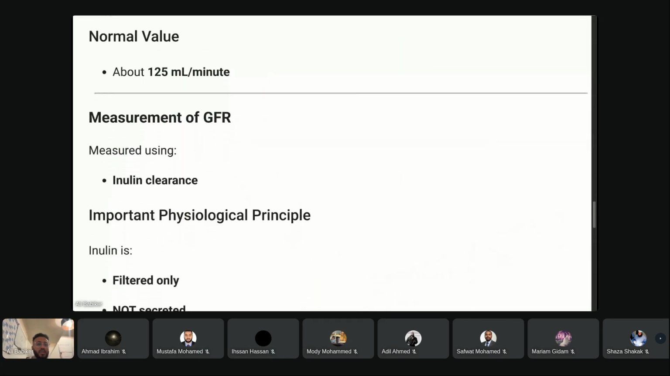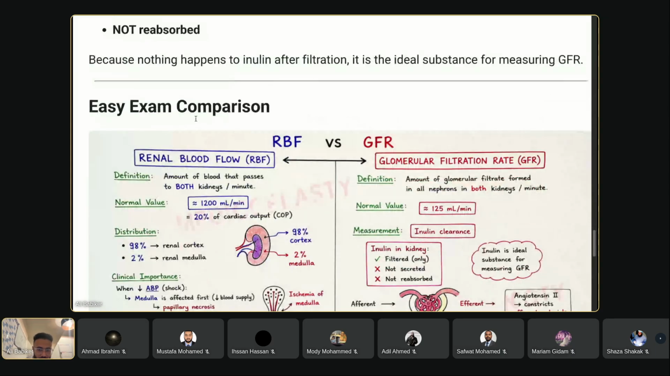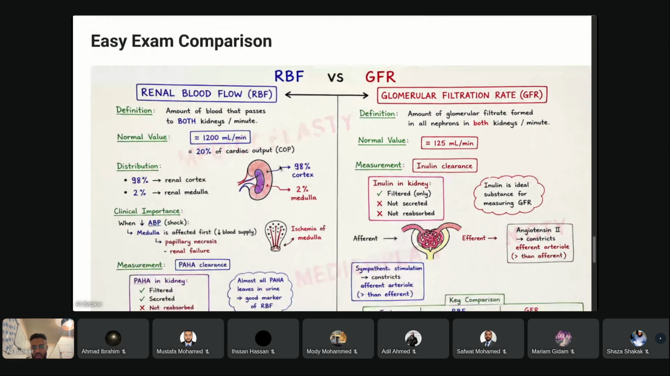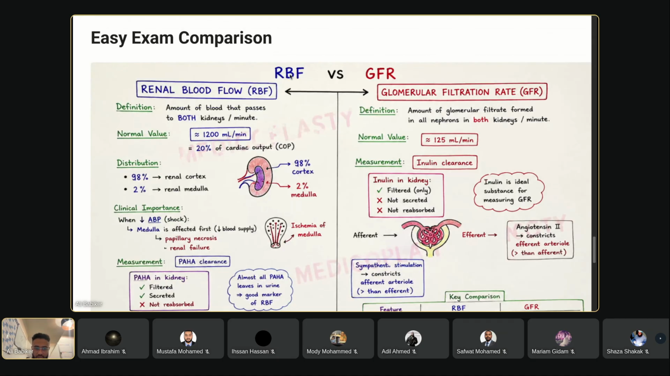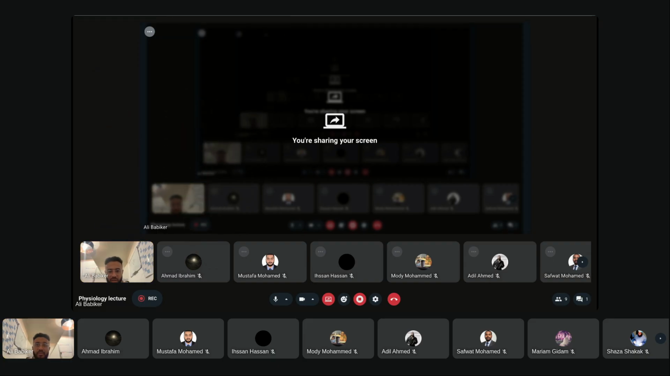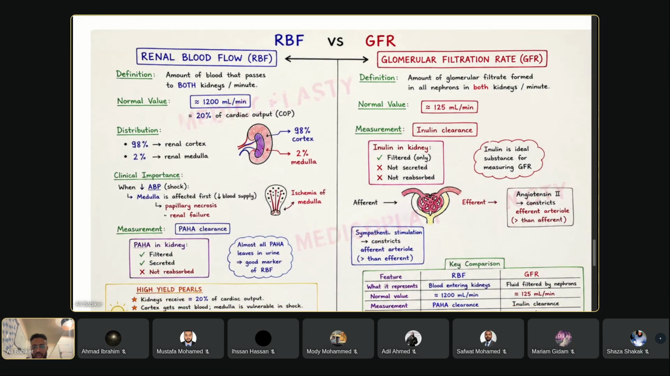Okay, all right. Exam comparison. This is very important for your exam: the difference between renal blood flow and glomerular filtration rate. You have the definition here. The exam question will be, what substance will we use? For renal blood flow we use, I want someone to open his mic and say it quickly. Para-aminohippuric acid. And for glomerular filtration rate we use inulin. Okay, that's the most important part.